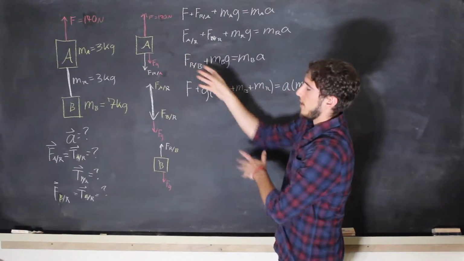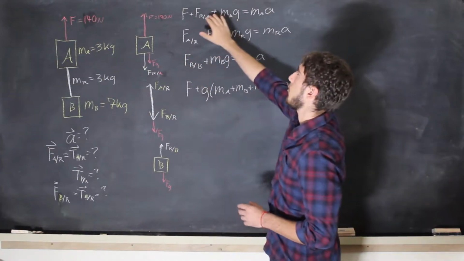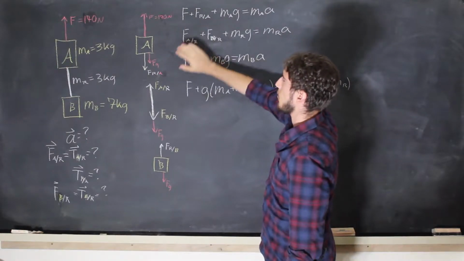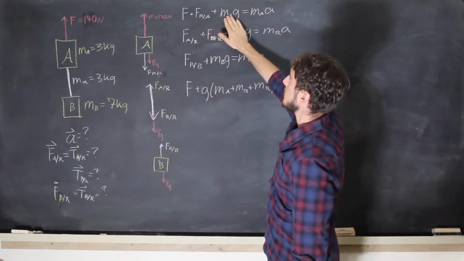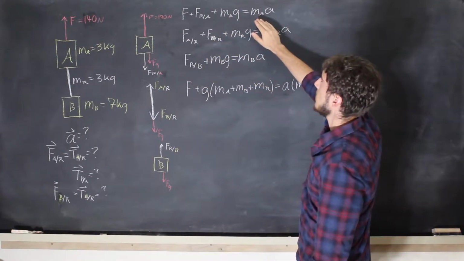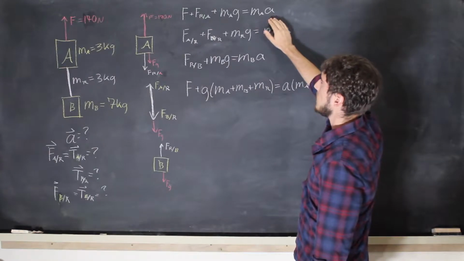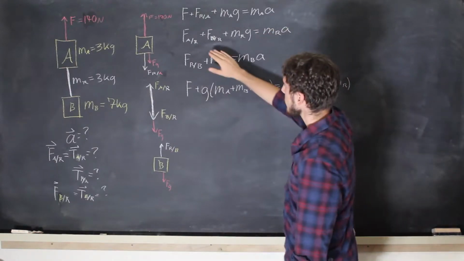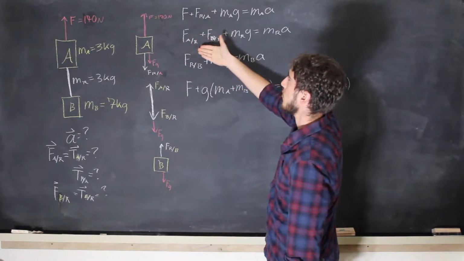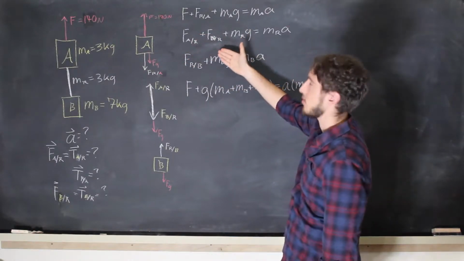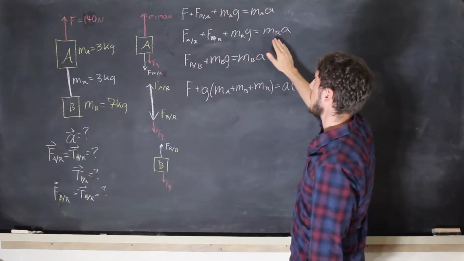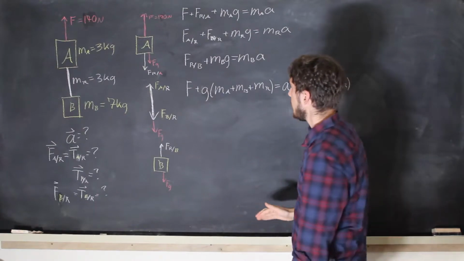From these free body diagrams, we can derive that for mass A, we have our force plus the force that the rope exerts on mass A plus the force that gravity exerts on mass A, and it's going to be equal to the mass of A times the acceleration of the system. For our rope, I have the force that A exerts on the rope, plus the force that B exerts on the rope, plus the force that gravity exerts on the rope, and it's going to be equal to the mass of the rope times the acceleration of the system.